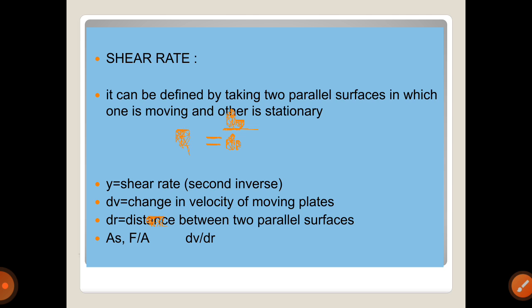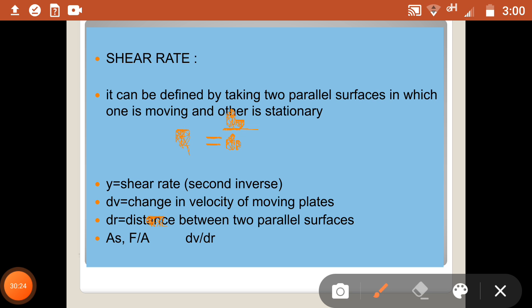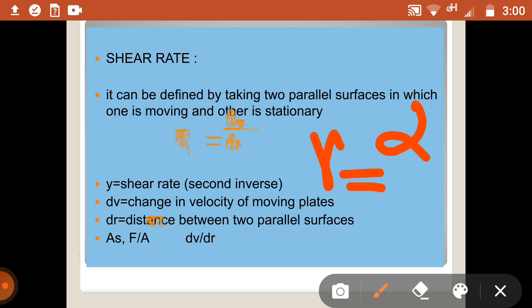What is shear rate? It can be defined by taking two parallel surfaces. Suppose shear rate is dV over dr. Don't get confused by this messy equation; I will rewrite it over there. What is the difference between these two? The upper one is dV and the lower one is dr. What is dV and what is dr? Don't get confused, I'm going to clear it up.